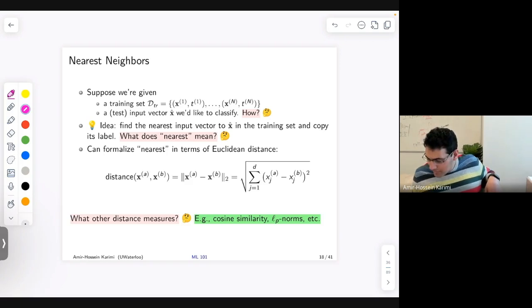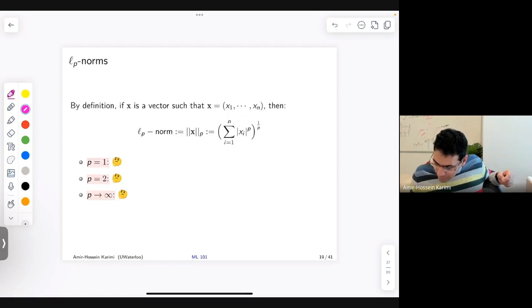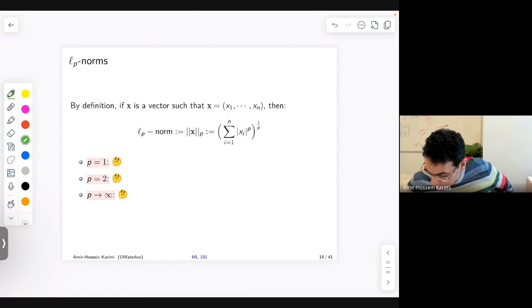So other types of distances include things like cosine similarity and maybe the general class of LP norms, of which the Manhattan distance and Euclidean distance are instances, right? So what does that mean? Let's define the LP norm as such. We can define the LP norm as this.